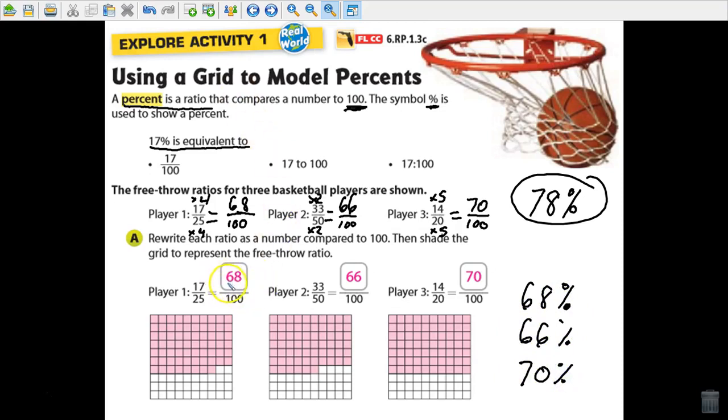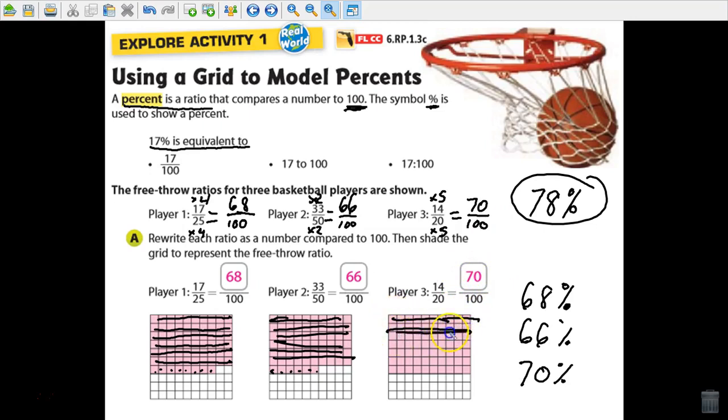So the first number tells me how many full lines I would shade in. So 6: 1, 2, 3, 4, 5, 6. And then the second number tells me the individual ones. 1, 2, 3, 4, 5, 6, 7, 8. Same with this. 1, 2, 3, 4, 5, 6. And then 6: 1, 2, 3, 4, 5, 6. 70. So there's a 0 there, so we don't do any ones. It's just a full set of lines. 7. Can't get any easier than that, okay?